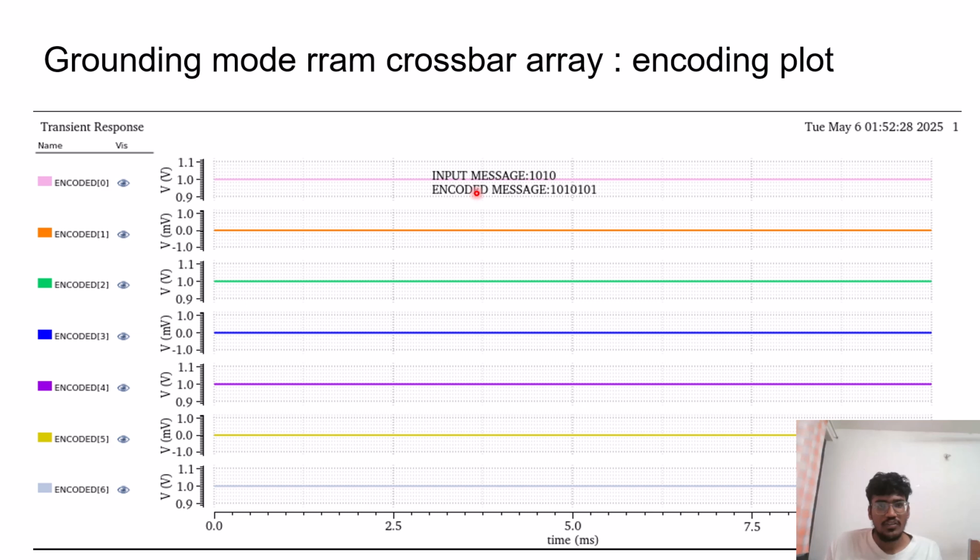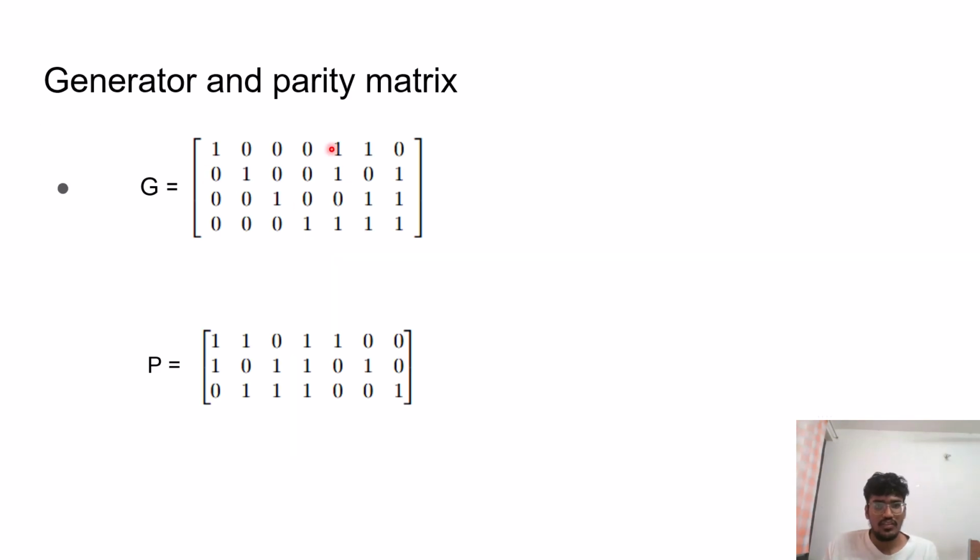Here the input message 1010 is fed to the grounding mode RRAM crossbar array, and the output we see is 10101001. This is the same as the theoretical value that we obtained for the Hamming code matrix, which is obtained by using vector matrix multiplication. These are the generator and parity matrix that we used to show the results that we have obtained.